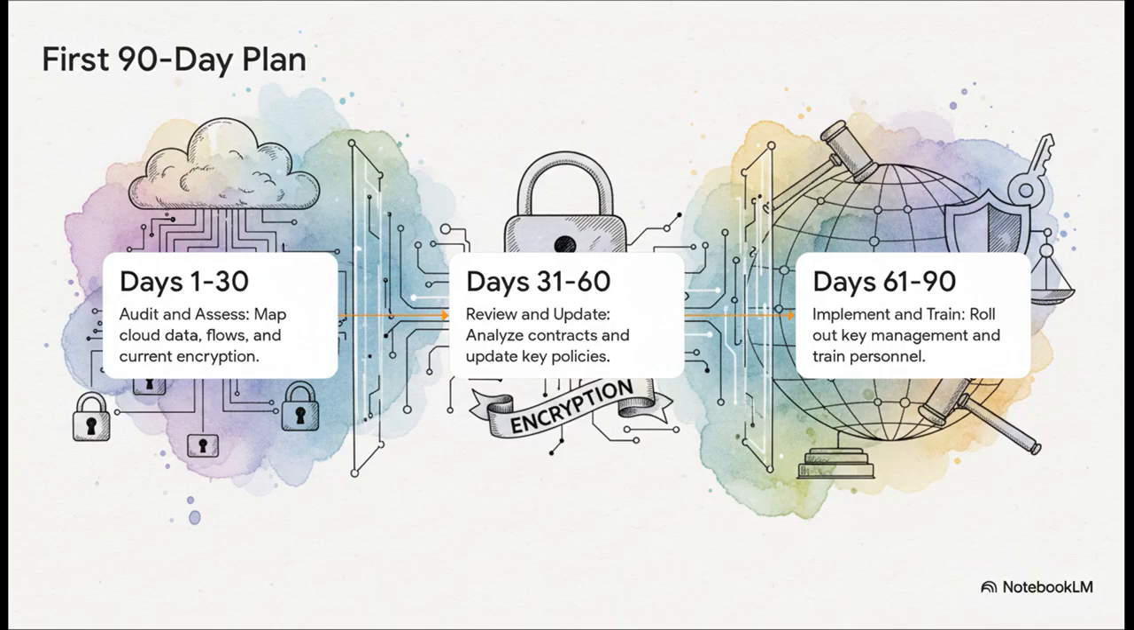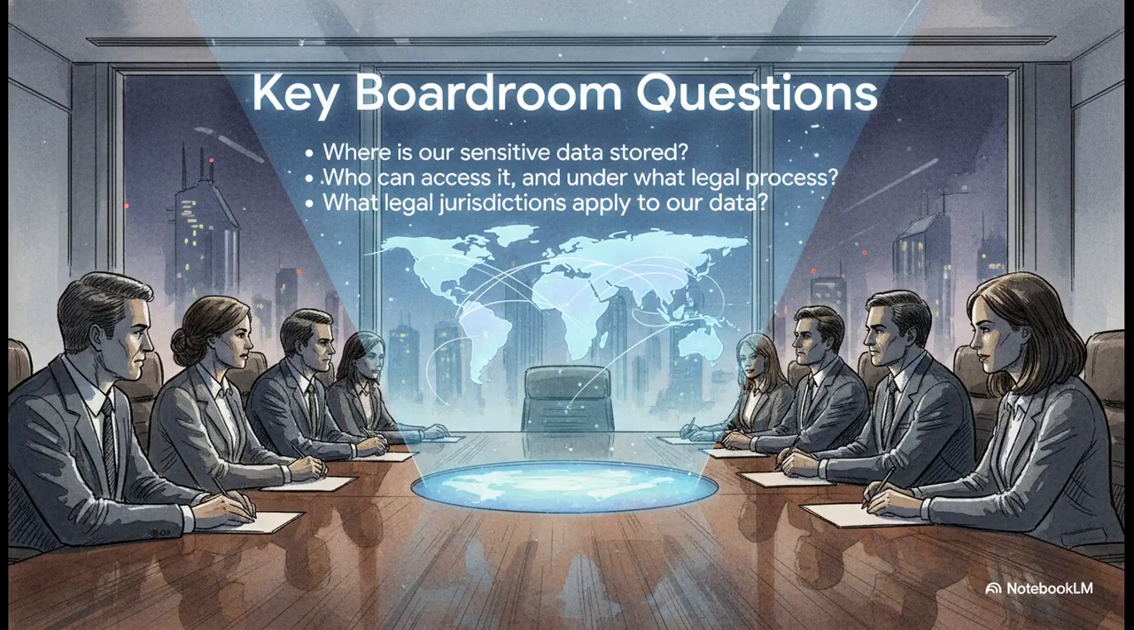First up, audit and assess. You have to know what data you have and where it's flowing. Next, dive into your cloud contracts and policies. And by month 3, you should be putting a clear key management policy into practice and training your teams on it. And look, these are the questions that need to be on your board's agenda like yesterday.